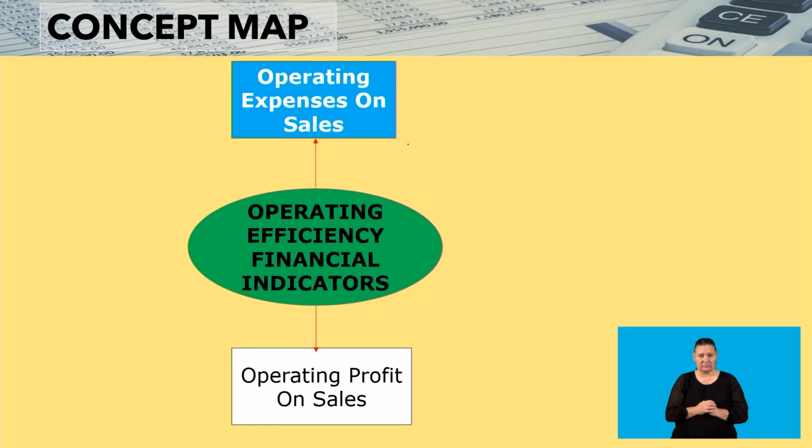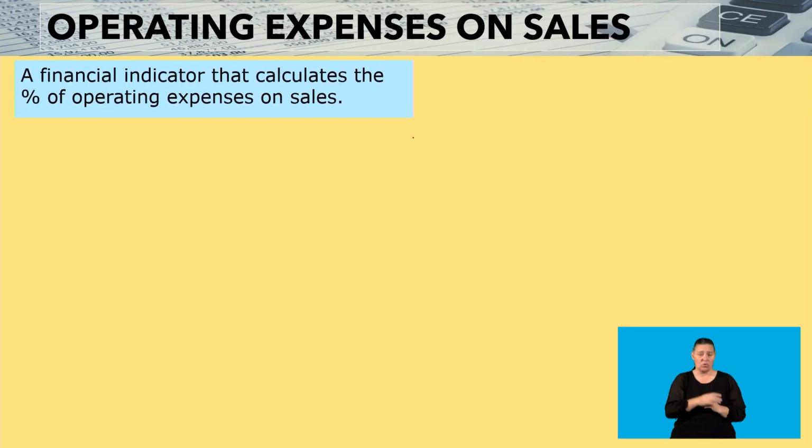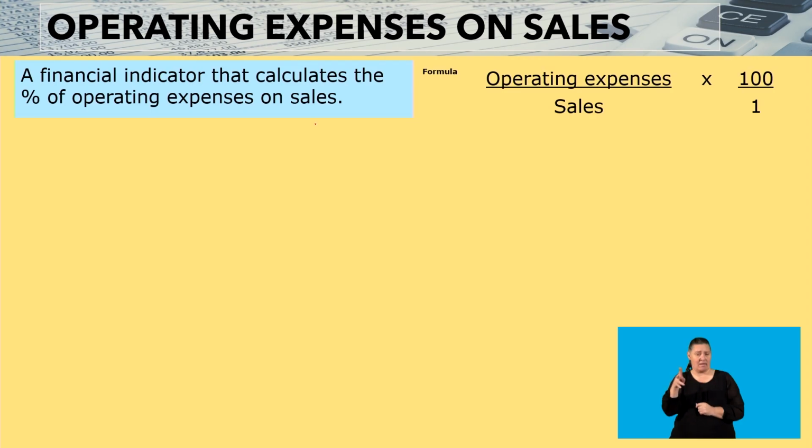The first financial indicator that we're going to look at is operating expenses on sales. This is a financial indicator that calculates the percentage of operating expenses on sales. Here is the formula: operating expenses over sales multiplied by 100 over 1. Very important that you multiply by 100 over 1.